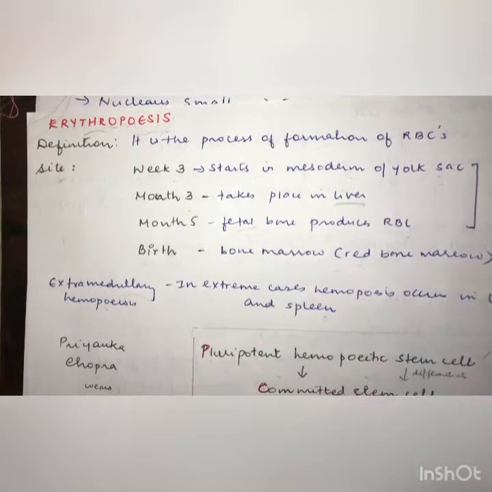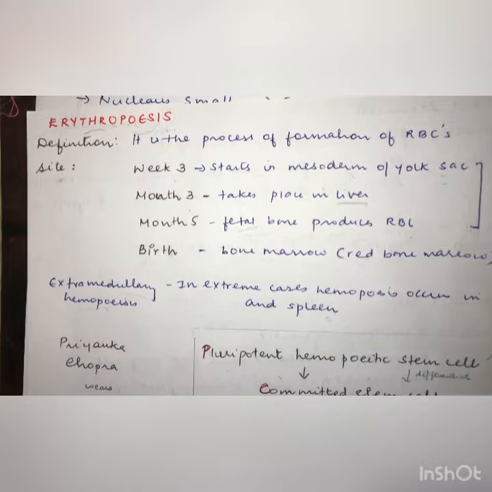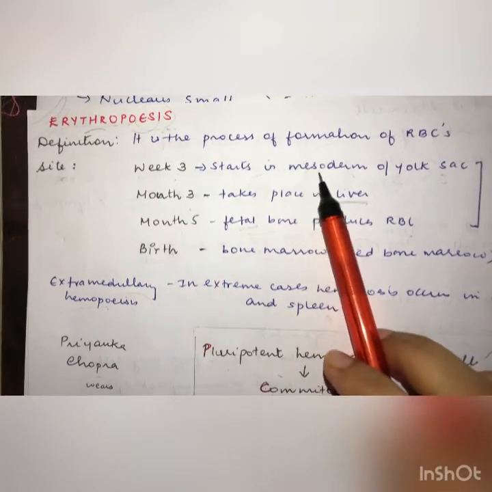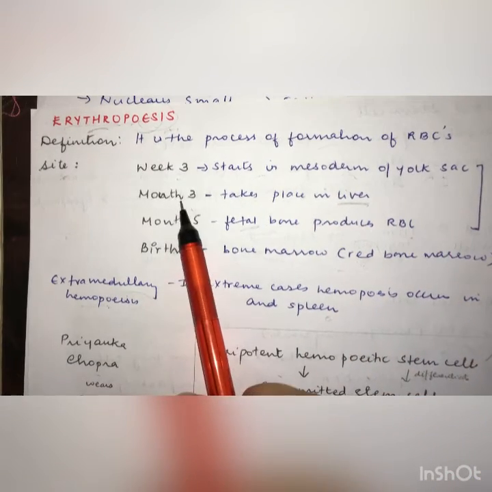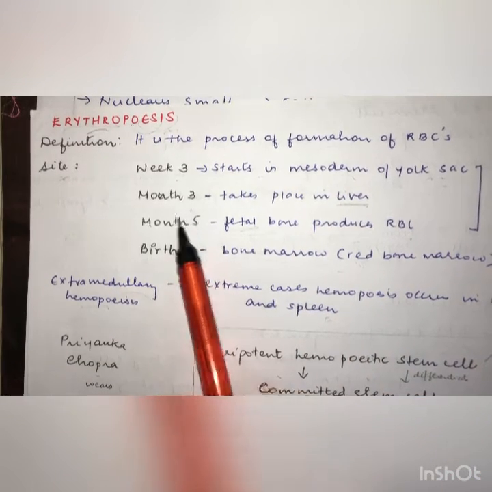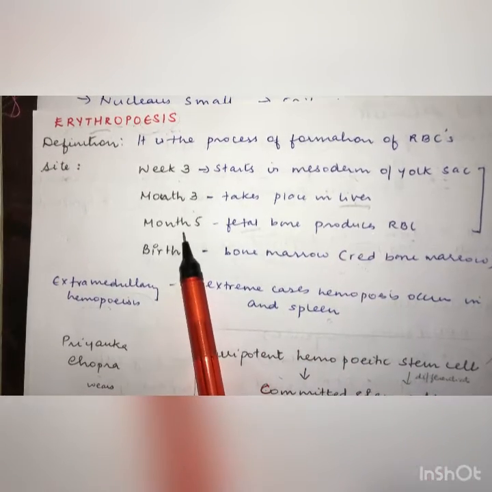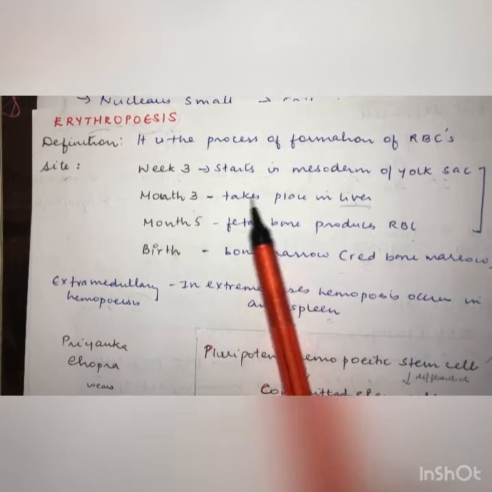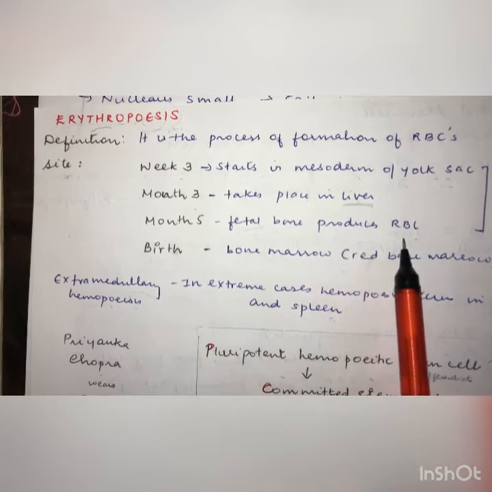It starts in the intrauterine life, that is when the fetus is in the mother's womb. In week 3 of intrauterine life, it starts in the mesoderm of the yolk sac. In month 3 of the intrauterine life, it takes place in the liver. In month 5, again in the intrauterine life, it happens in the fetal bone. Fetal bone produces the RBCs.